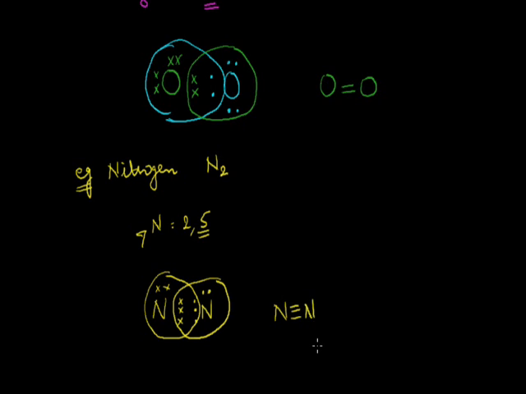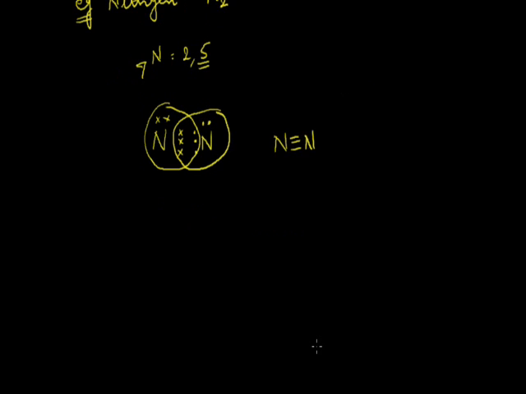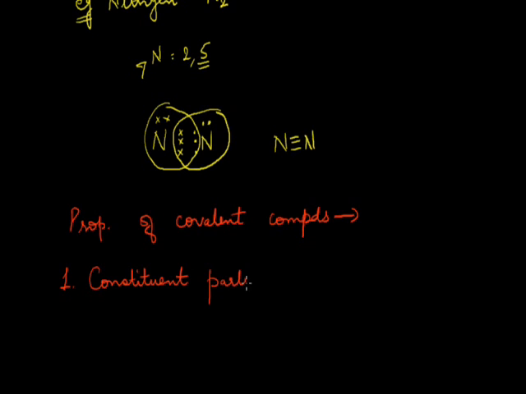Now after the examples, let's see the characteristic properties of covalent compounds. The important characteristic properties of covalent compounds are: first, the constituent particles. Constituent particle refers to the type of particles that are present in the covalent compounds. The covalent compounds consist of molecules. They do not have ions. This is the difference between the constituent particles of covalent compounds and ionic compounds.